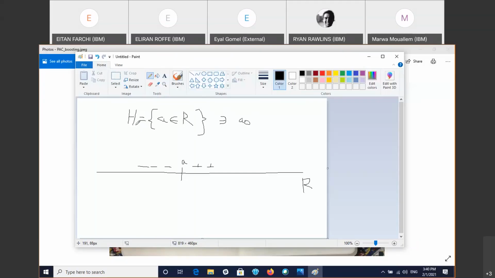We have a classification problem, and here is the function. The distribution could be any distribution, but we assume that there's this one point that is the thing we're trying to learn that divides R, and we want to find it.